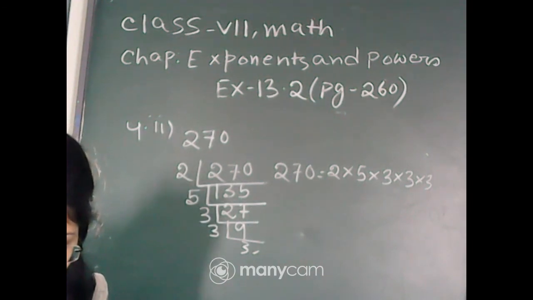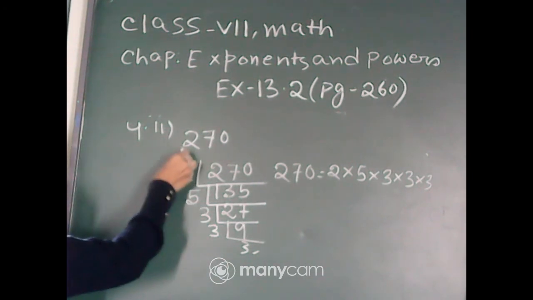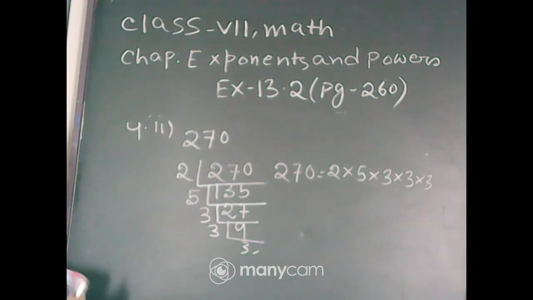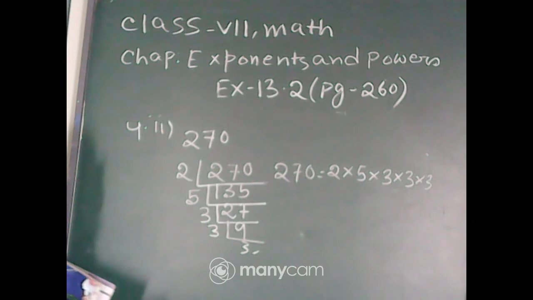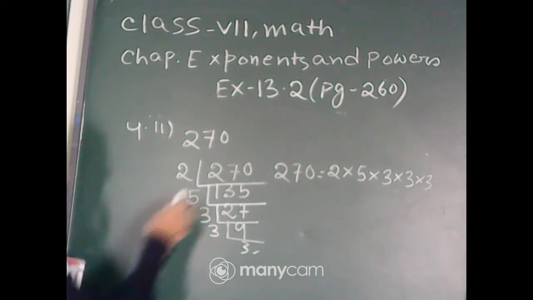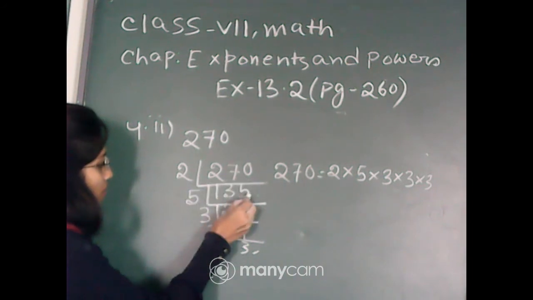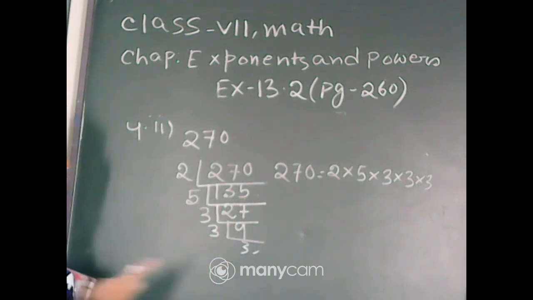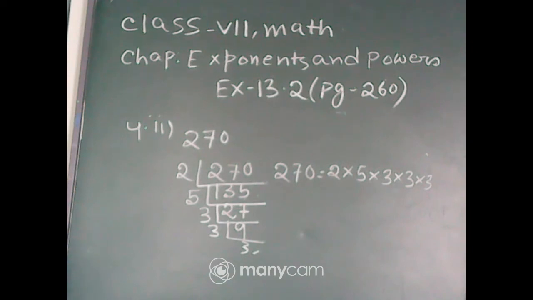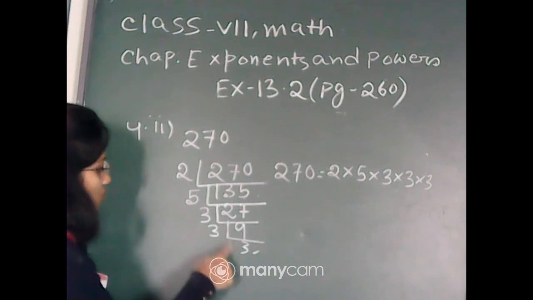Again I repeat. We express the number 270 as a product of its prime factors. Now, we see that 270 is divisible by 2. So, when we divide the number 270 by 2, we get 135. It is divisible by 5. So, we divide the number by the prime number 5 and we get 27. Again, we divide 27 by the prime number 3 and we get 9. Again, we divide 9 by the prime number 3 and we get 3.